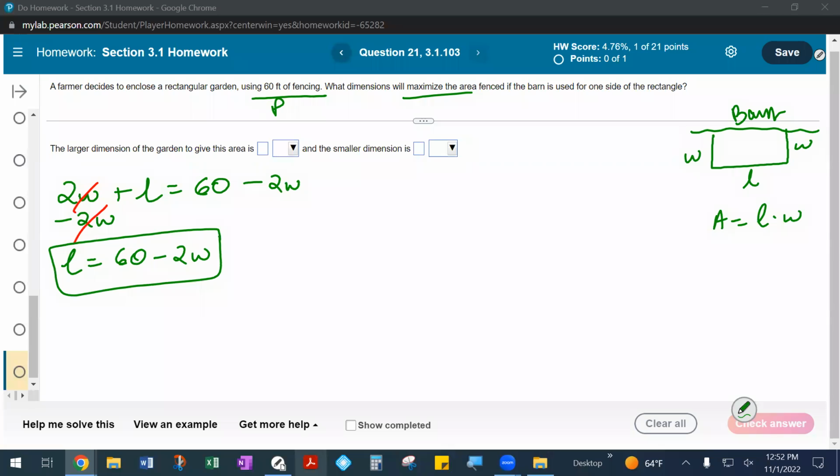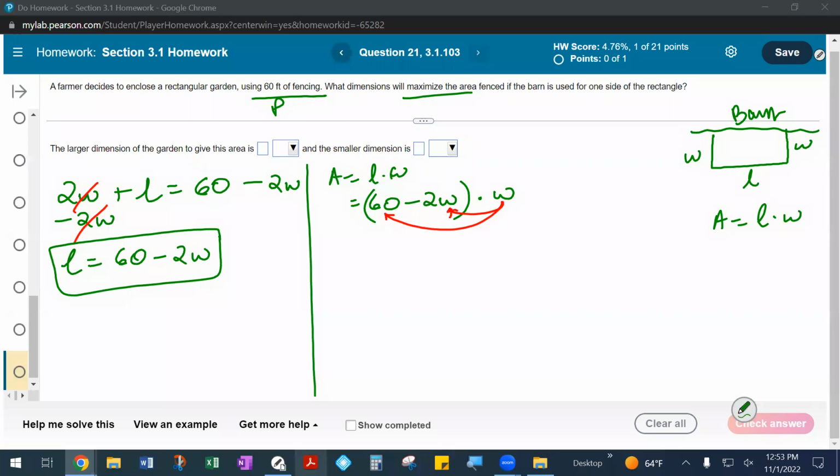Once you have this little conversion done, then we get into the area formula. So our length, you're now going to replace the L with 60 minus 2W. So this is the length, and then you're still multiplying it with the width. And then of course we end up distributing that. So let's see, 60 times W minus 2 times W squared. And you can see this is where our quadratic function shows up, once we take the perimeter and put it into the area formula.